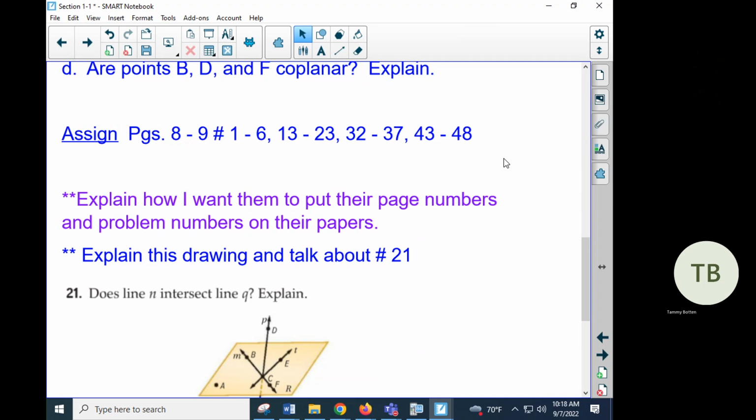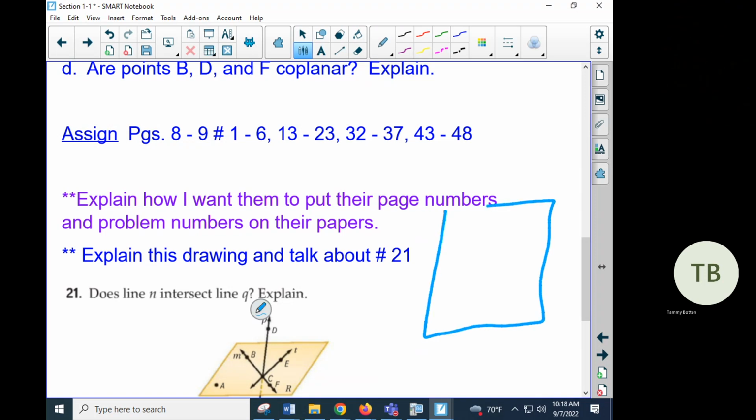This is the assignment. And then just, so you know, really quick, when you do your assignment, make sure you put your name and then somewhere put the page number as well as which questions I assigned on the top.